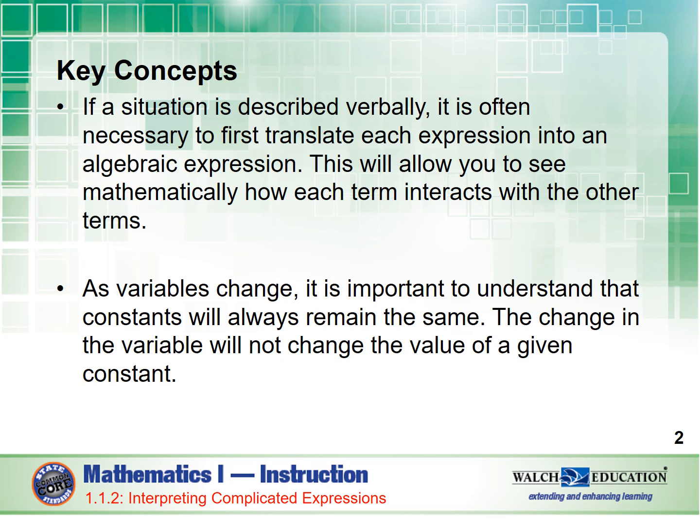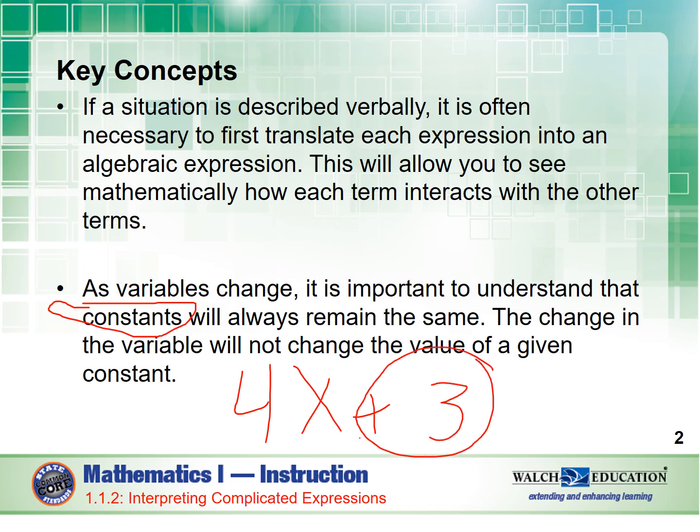And then as your variables change, your x's, your y's, whatever your letters are, it's important to understand that other things are going to change, but not your constants. The constant is always going to remain the same. So if we had 4x plus 3, positive 3 is the constant, meaning it does not have a variable attached to it. It does not have a letter. So the constant's never going to change no matter what we plug in for x. If we plug 2 in for x, that means 4 times 2, and 3 is still going to be 3.